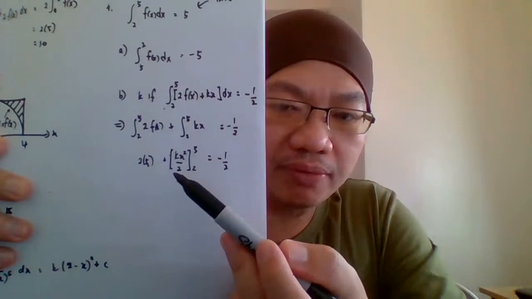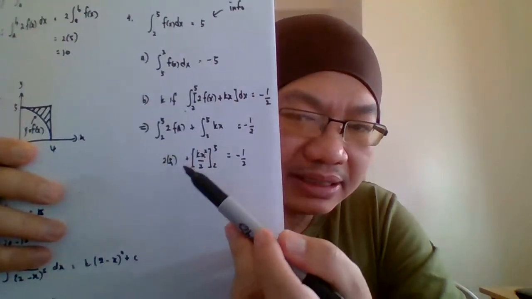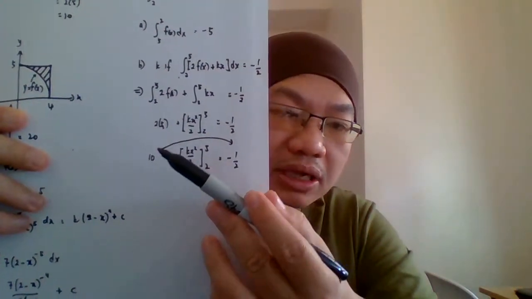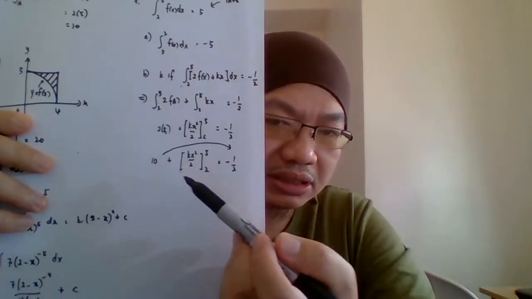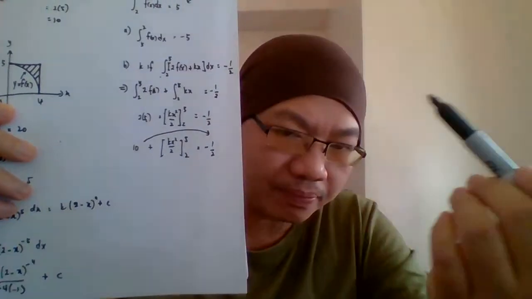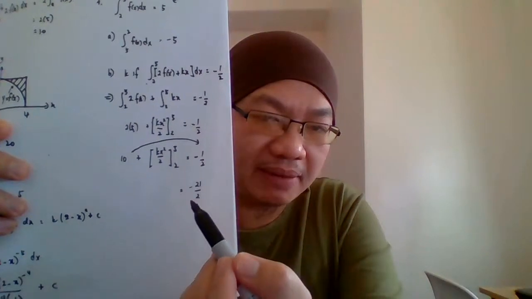The integral of kx squared over 2 from 2 to 5 equals negative half. This part here equals positive 10. So we simplify it first: 10 plus kx squared over 2 from 2 to 5 equals negative half. Now look here. I simplify 2 times 5 equals 10, and this whole thing I cut and paste, and this 10 I bring to the right side, so that this is left here. So negative half, the 10 moves to the other side so it becomes minus, so we get negative half minus 10. So the answer is negative 21 over 2 equals this. When I bring the 10 to here, it becomes negative 21 over 2.